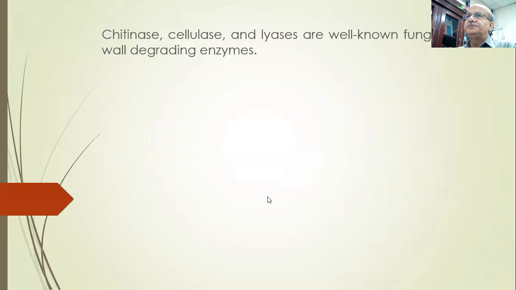Then chitinase, cellulase, and lyases are the well-known fungal cell wall degrading enzymes. I gave you the example of chitinase, but there are certain other enzymes like cellulase and lyases which can also degrade the cell wall of the fungi, and as a result, the diseases caused by those fungi or those pathogens are suppressed.